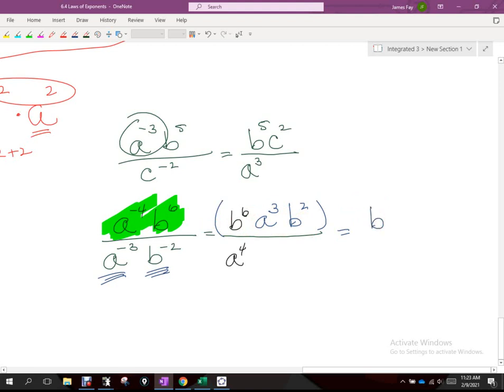Careful. You're right, you need to mess with these exponents, but you add them. So b to the 8th. And you've got a to the 3rd, right? And now underneath would be a to the 4th. Now what can you do?